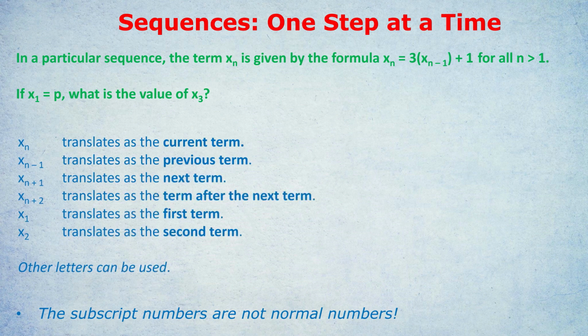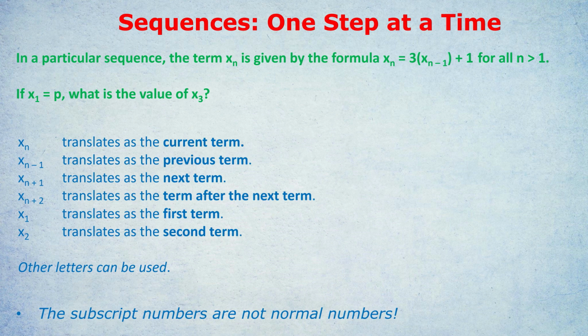X subscript n, and by the way, the x could be any letter, K, A, as we'll see later, P, literally any letter. Xn translates as the current term. Just to be clear, that is not x times n. Even though I'm going to say xn, because I can't be bothered to say x subscript n every time, x subscript n does not mean x times n. The n is beneath the x, so we know we're dealing with sequences. Anyway, that translates to the current term.